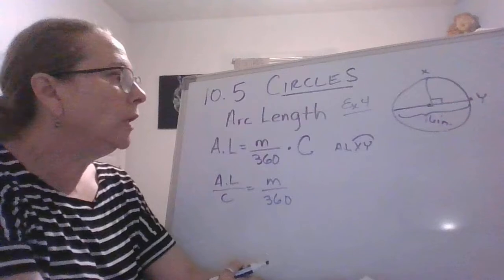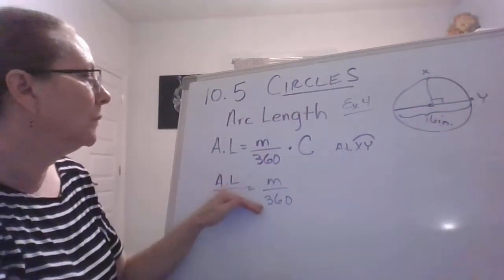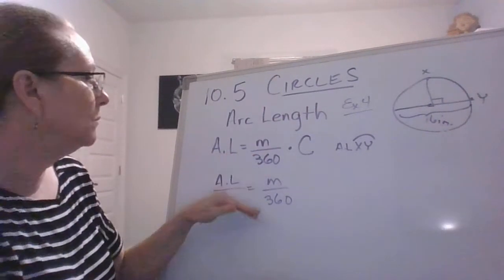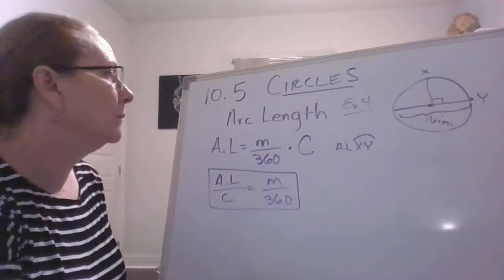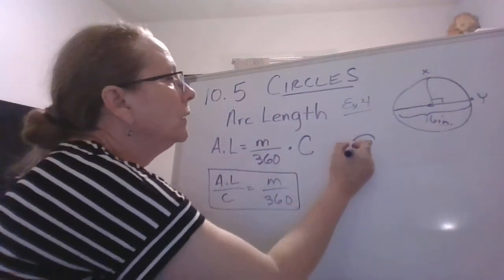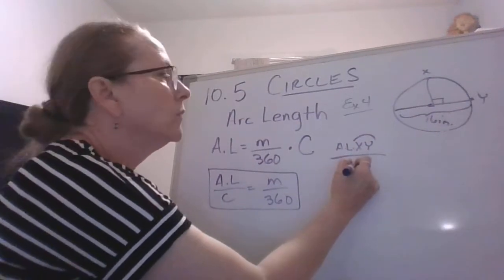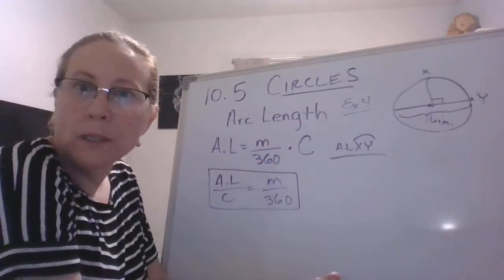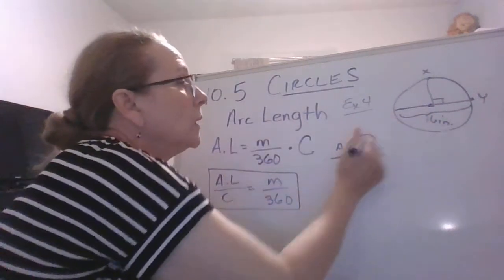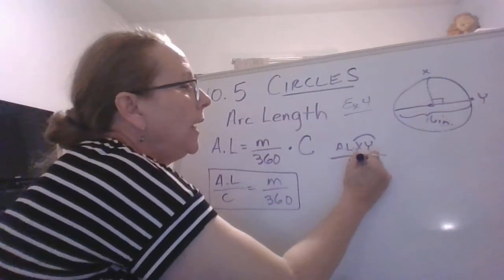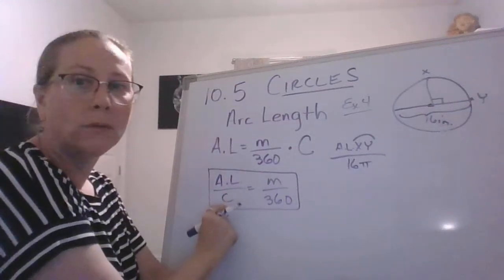Well, if we're looking for that, we can use either formula. Let's go ahead and use this one. This one's really convenient in the book. So the arc length of XY over the circumference. Well, what do we say about circumference? Circumference is the diameter times pi. So 16 pi, that's our circumference.